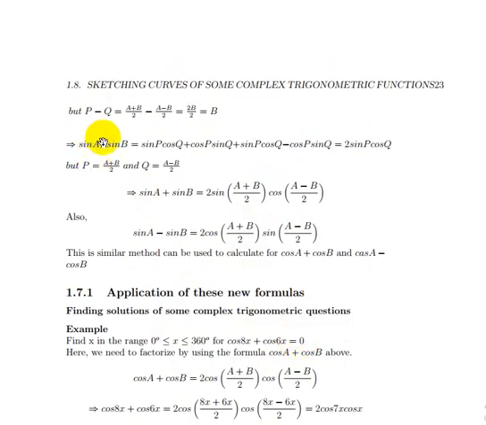Now when we add sine A plus sine B, that is sine of (P plus Q) plus sine of (P minus Q), it gives you sine P cos Q plus cos P sine Q, plus the second one, sine P cos Q minus cos P sine Q. The cos P sine Q terms are similar and cancel out. You're going to have 2 sine P cos Q. Now you know that P equals (A plus B) over 2 and Q equals (A minus B) over 2. So sine A plus sine B is equal to 2 sine of (A plus B) all over 2, cos of (A minus B) all over 2.